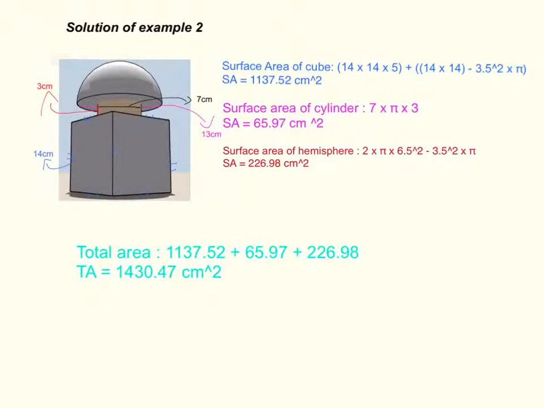Now for the last part, the total area of this composite shape will be 1137.52 plus 65.97 plus 226.98, which gives you the total area of 1430.47 centimeters squared. And there it is, guys.